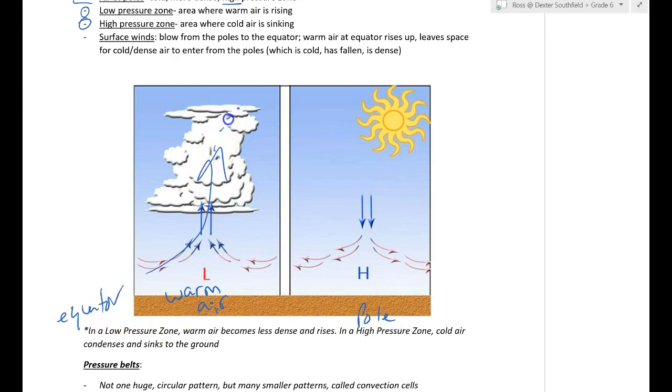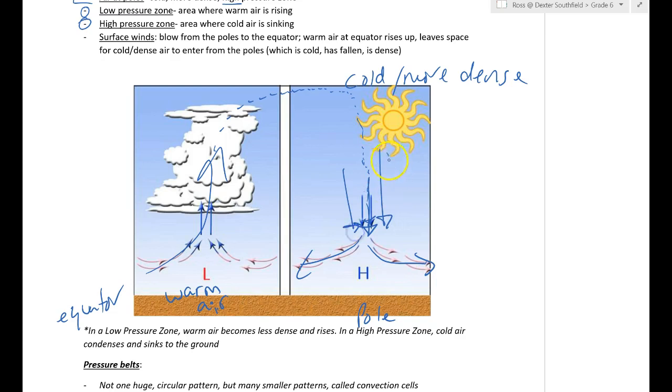So that air eventually travels up to the pole where it cools down. So it is cold up here. As it gets cold, it gets more dense, and therefore that air is going to sink back towards the ground. As it sinks back towards the ground, that is what is known as a high pressure zone. It gets pushed this way, and it gets pushed this way because of the air that continues to come down from above, right? It's like people pushing you from behind and pushing you out of the way.